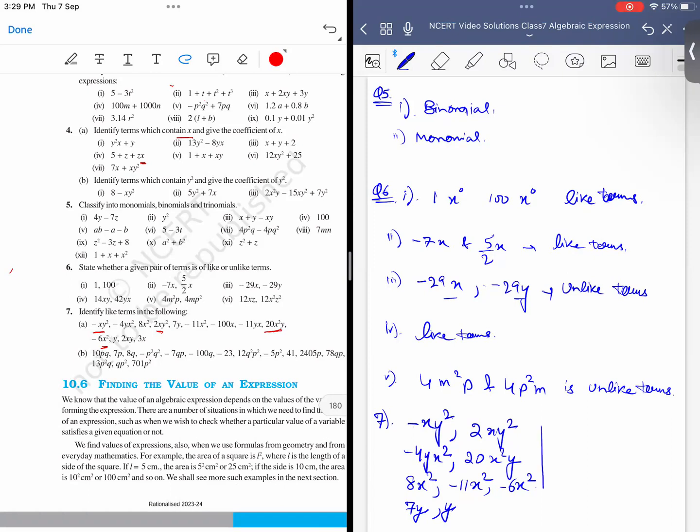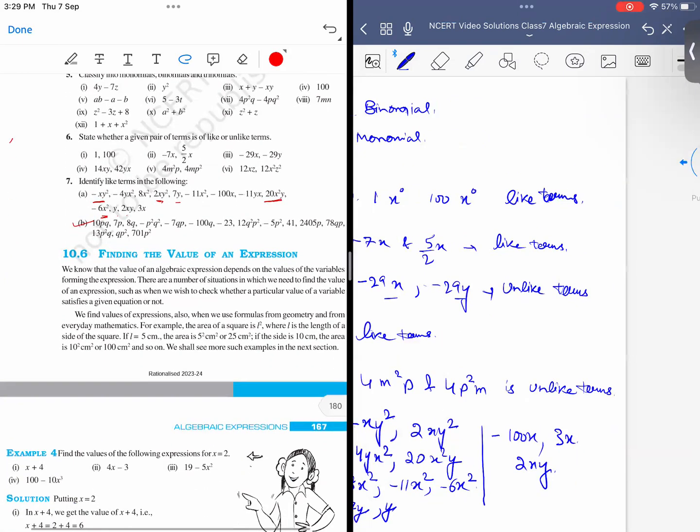Next we will see minus 100x. How many terms have the same variable factor? That is 3x. And this one, 2xy. 2xy is the single term, and 2xy has no other like terms. Okay, that's it. This was the A part. The B part you can do likewise.